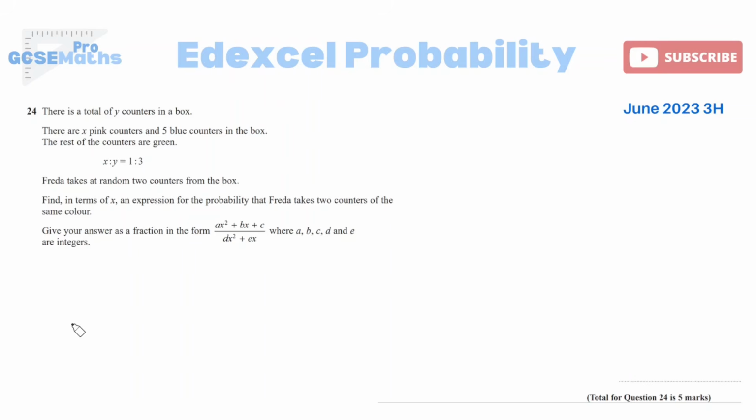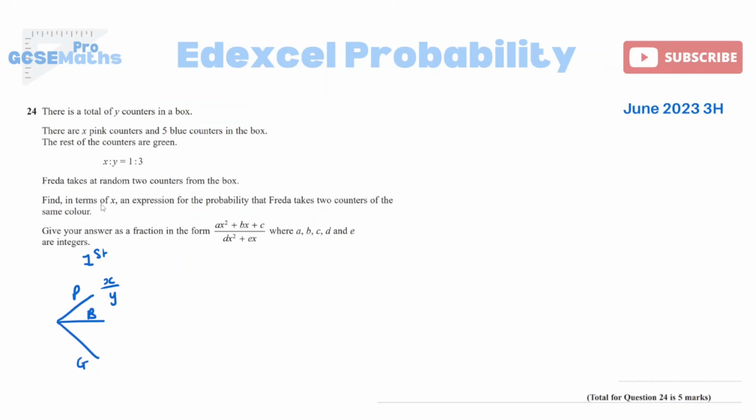So I'm going to set up my probability tree. Now, it's a bit more complicated because there are technically 3 colours. So the first counter, again, they've told us that Frida takes at random 2 counters, so that's making me think that she's not going to put one back, she's not going to replace it, she's just going to take one and then immediately take another. So we've got pink, blue and green. Now pink, the probability of picking pink is x out of how many counters? Well, there's y counters in total, so x out of y.